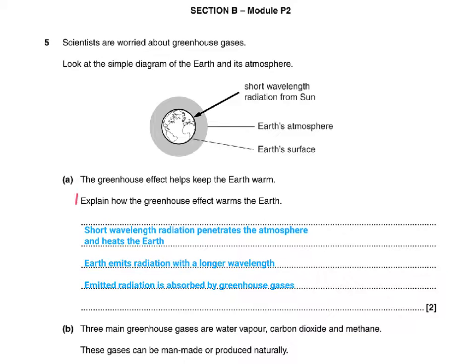So I'm going to box the command word explain. And I'm going to underline the greenhouse effect. I'm going to go back and underline that short wavelength because I think that's important. So looking at my answer, I say that the short wavelength radiation penetrates the atmosphere and heats the Earth. The Earth emits the radiation with a longer wavelength. And that emitted radiation is then absorbed by the greenhouse gases. And of course that is where the Earth warms up. That's how the Earth warms up.